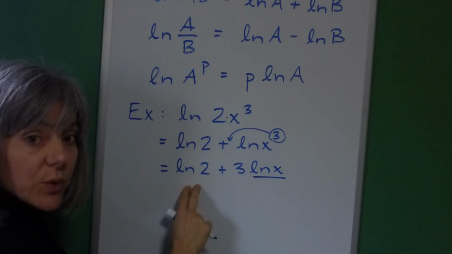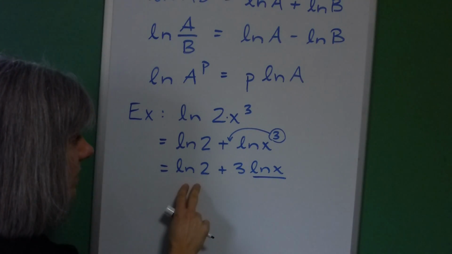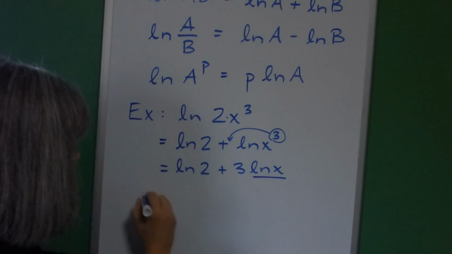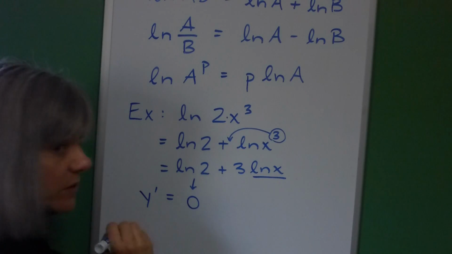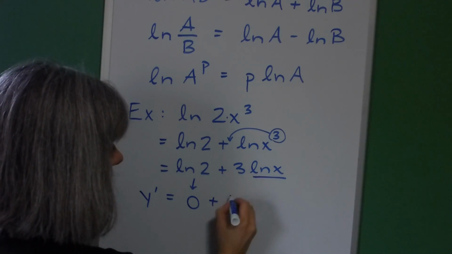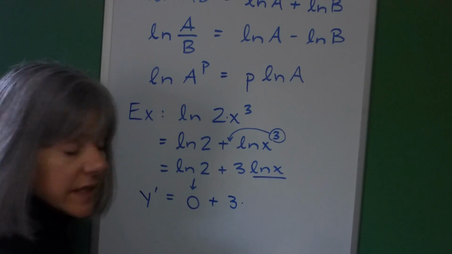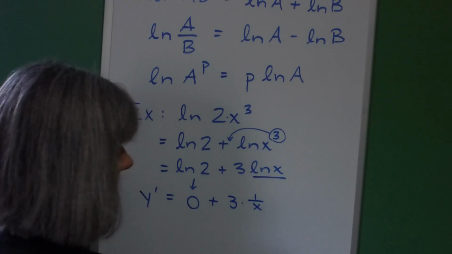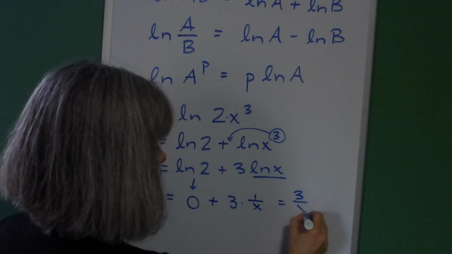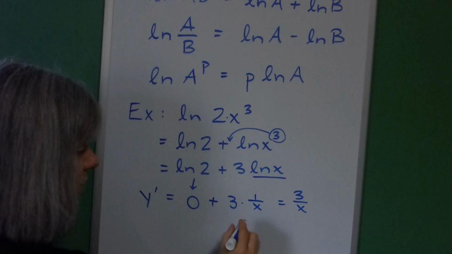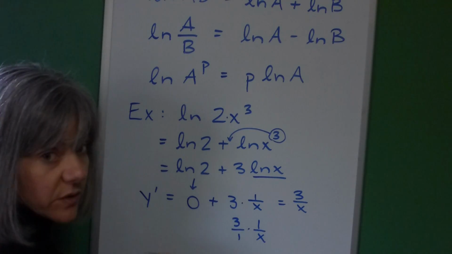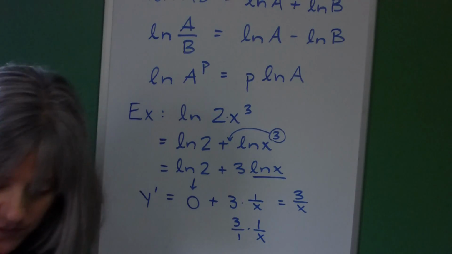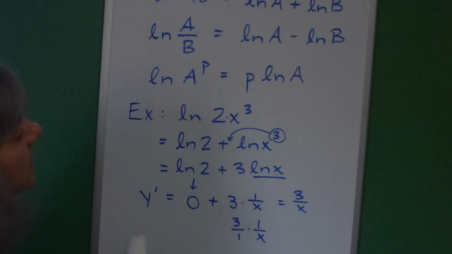Remember that ln 2 is actually a number, so when I go to do the derivative of this, let's just do that. The derivative of a single number is 0, plus 3 times the derivative of ln x, 3 over x. And if you're not quite certain how to work this out, you can always remember it this way. Multiply numerators, multiply denominators. Okay, let's look at another example.